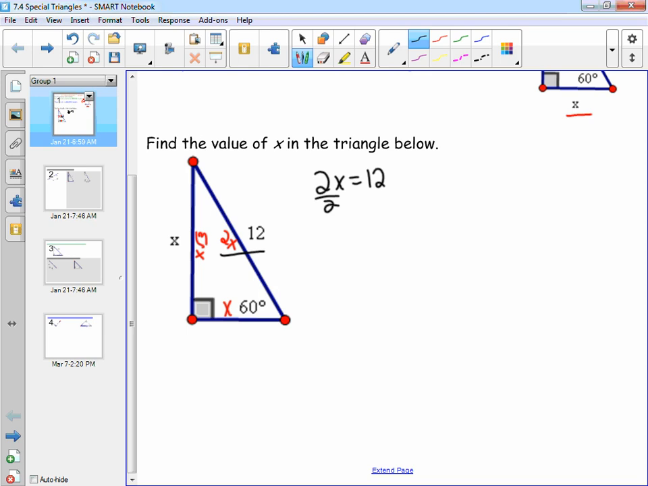And we will solve and find that x in terms of the pattern is 6, which means our short leg is 6. But in terms of this problem, it does not ask us for the short leg. It asks us for the long leg, which all we need to do then is plug into the pattern x root 3, and we find that the long leg is 6 root 3.